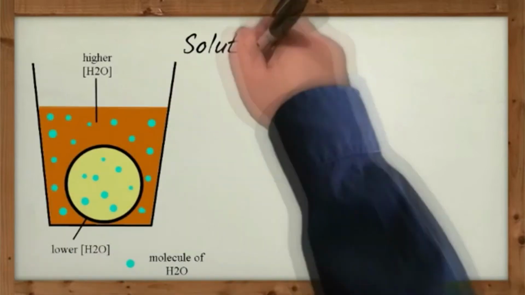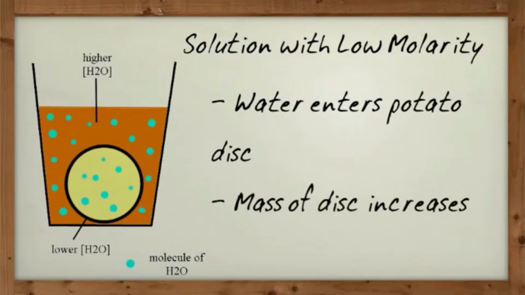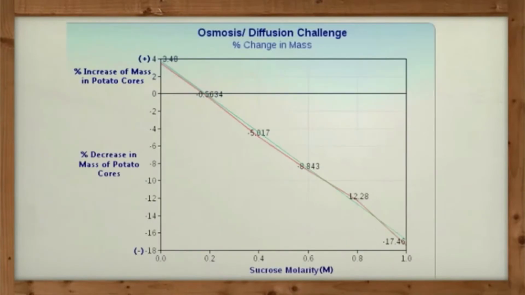On the other hand, in a solution with a lower concentration of sucrose, there is less sucrose and more water. Thus, the concentration of water in the potato would be less than the concentration of water outside of it. Osmosis then causes the water outside the potato to diffuse down the concentration gradient into the cell, increasing the mass of the potato. Using that information, we can find that the green solution has a molarity of 1.0, while the blue solution has a molarity of 0.0.